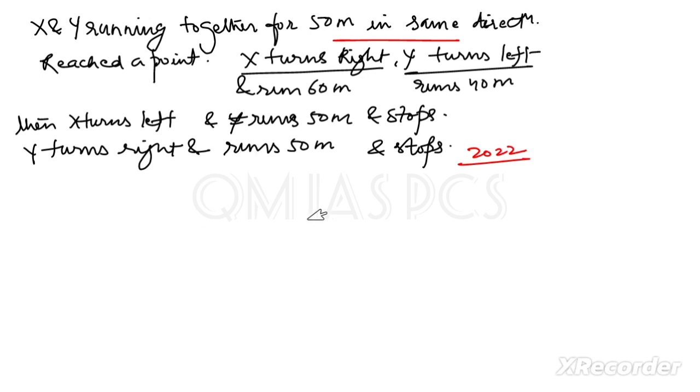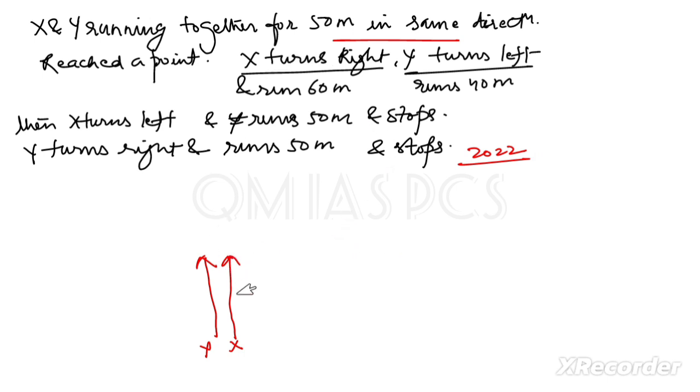So simply, there is no data of east, west, north, anything, so you can represent it simply. It is given that X and Y run together for 50 meter. Here it is given that X turns right, so you can say this one is X and this one is Y, with X taking the right direction, so it will be easier for you.